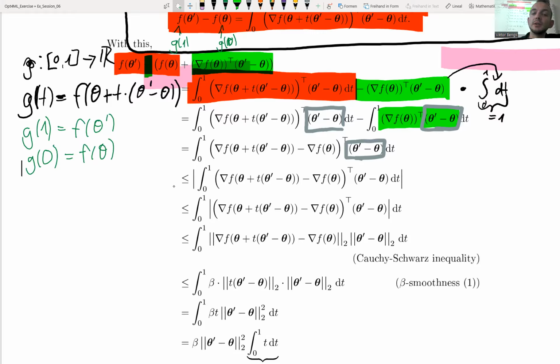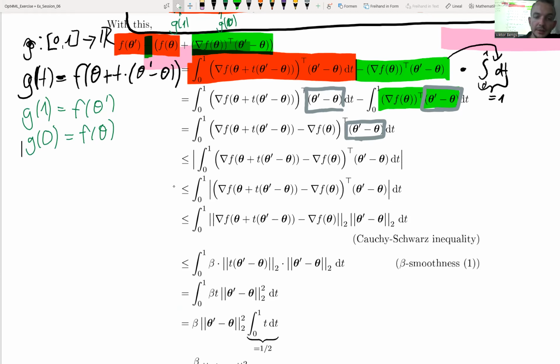If the absolute value is outside the integral, it might be that in this integral we are integrating over something which is negative, and we only make it larger if we make it positive with the absolute value here. And now what we have here is more or less a vector x and a vector y, and their inner product.